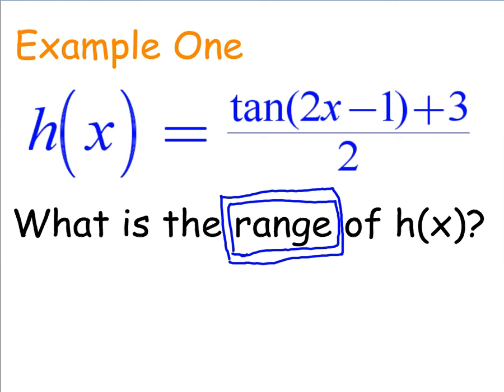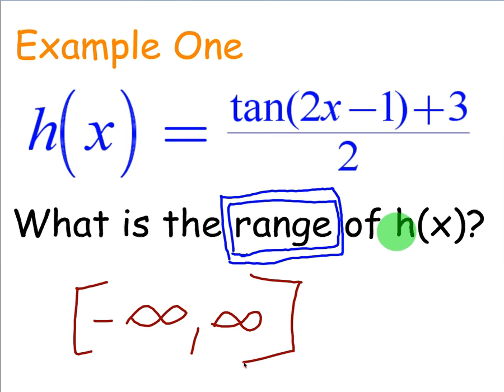And now for the easy part, the examples. No matter what the function is, I don't care what you do to it, as long as it has some form of a, b, c, and d, it's linear modifications to tangent. The range will always be negative infinity to infinity. There's two ways to write it. I'm just going to write it this way because that looks better.